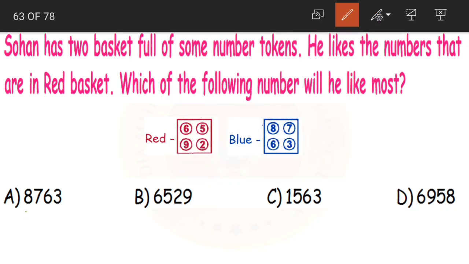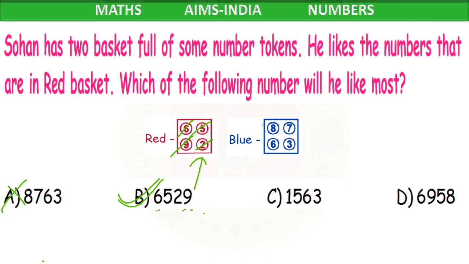Now let us look at the options. Option A, 8, 7, 6, 3. 8 is not there, 7 is also not there, 3 is also not there in the red box. So option A cannot be his favorite. Now option B, 6, 5, 2, 9. Yes, all the numbers are from the red box only. So Sohan will like this option B the most. 6529. He will like it the most.